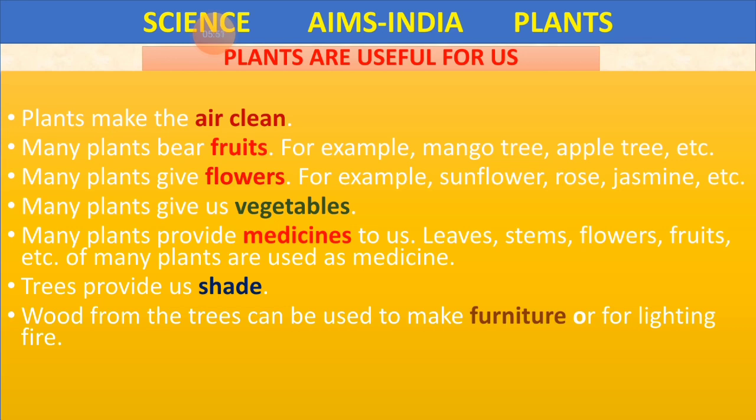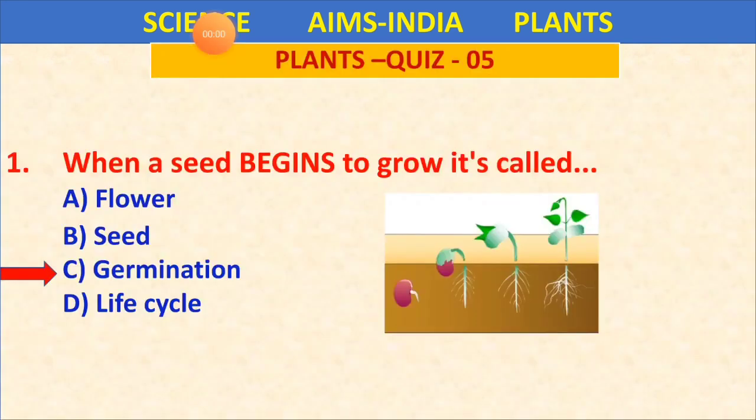And we also use it for lighting fire. For example, for cooking, we'll use fire, no? That is, we'll just get sticks, wood, and then we will light the fire. Okay, children? So, we have so many advantages of plants. Clear, children? Okay.